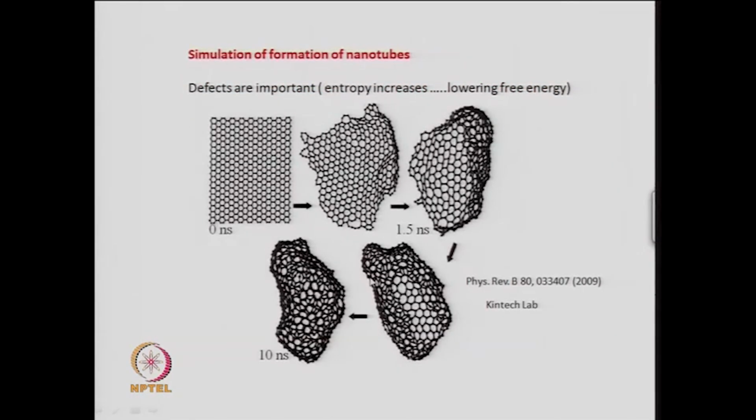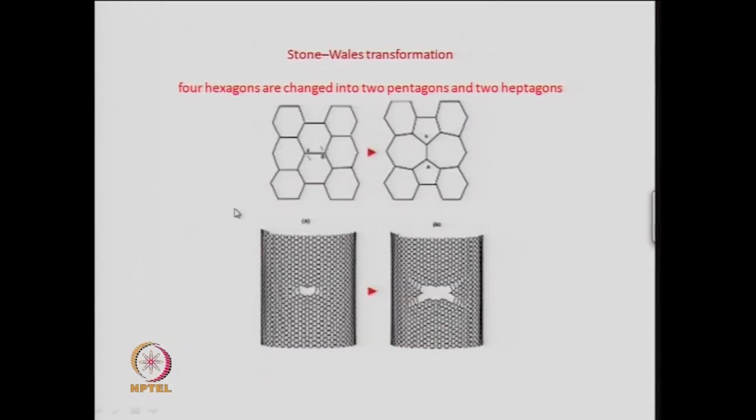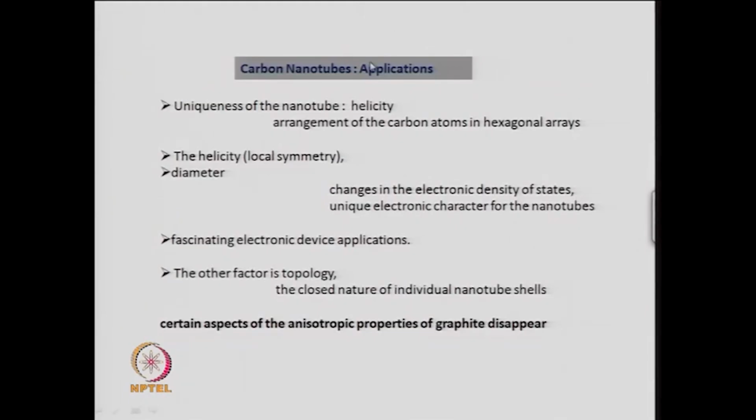So, there can be many types of defects, but here we discussed one of the important defects and an important transformation of how an ideal hexagonal layer can generate, instead of hexagons, pentagons and heptagons, which lead to curling of the graphene layer. Now, coming to applications, carbon nanotubes have a variety of applications, and what is the reason for such a material having so many applications?